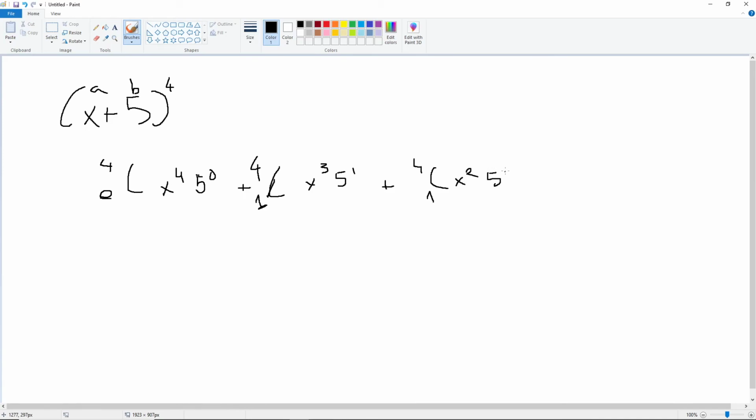squared, 5 squared, plus, oh sorry, this is 2, sorry, just remember 0, 1, 2, this will be 3, that's 4, 3, c, x to the 1, 5 to the third. Now finally 4, c, x to the 0, no x in this one, which will be 1, and 5 to the fourth.